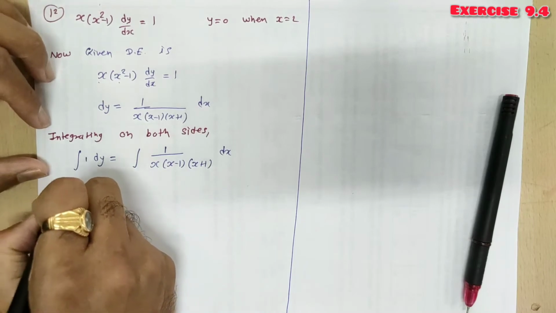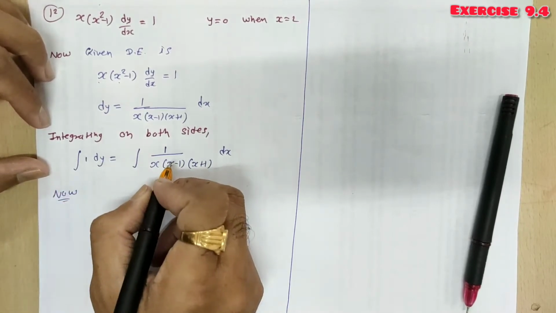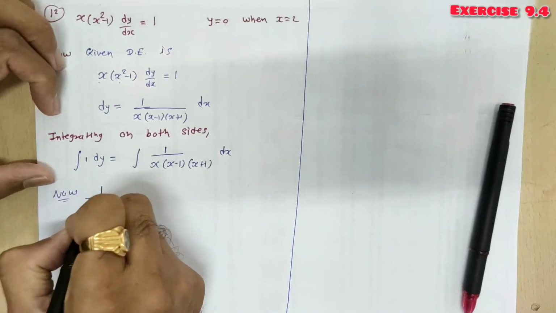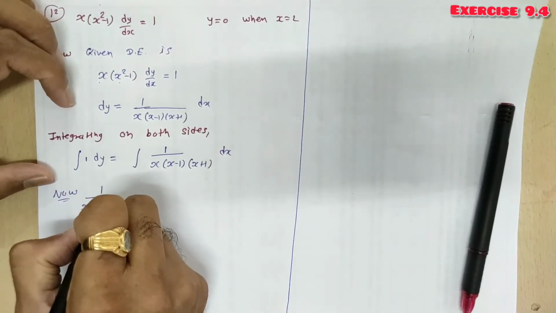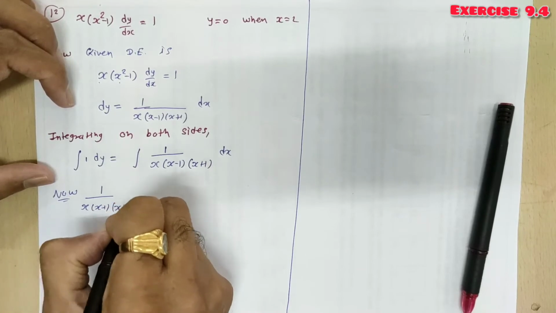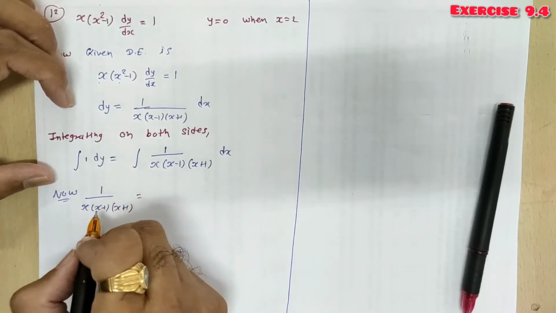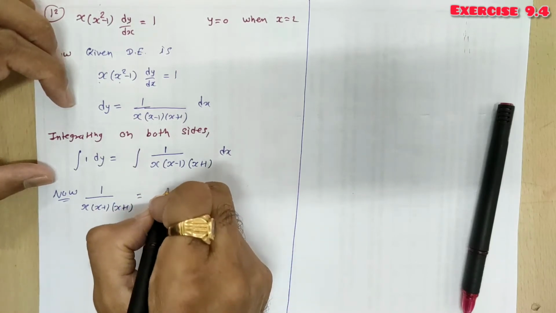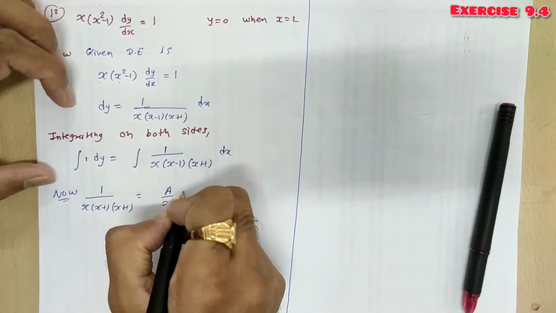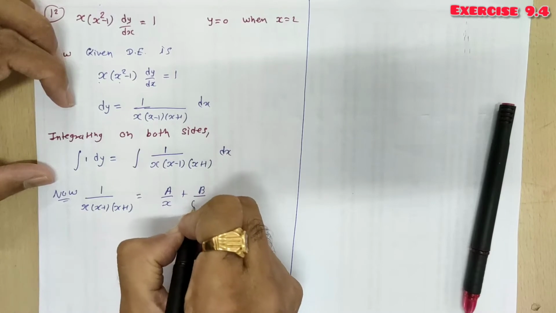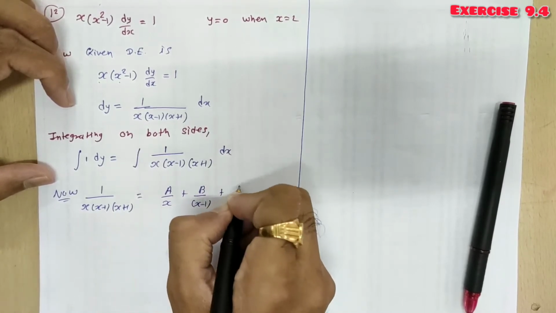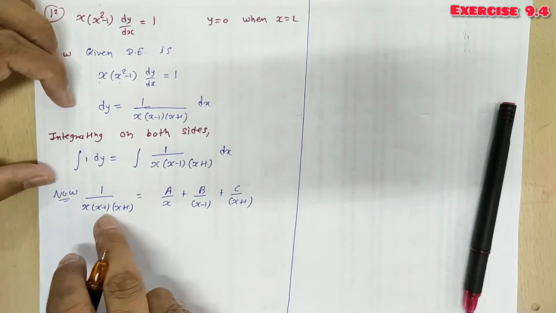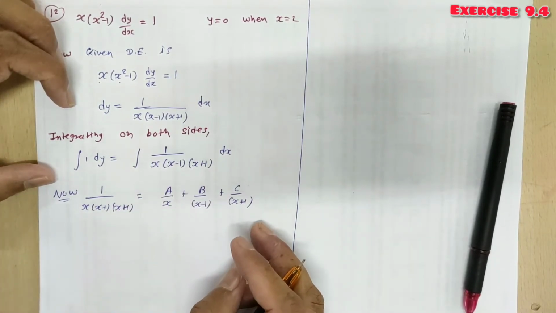So for the partial fractions, we have to write this integrand in terms of constants a, b and c. So it's 1 upon x(x−1)(x+1), and non-repeating linear factors are there. So for linear factors, we have to write a upon x plus b upon x minus 1 plus c upon x plus 1. Clear? Linear factors that are non-repeating, so a, b, c will come.